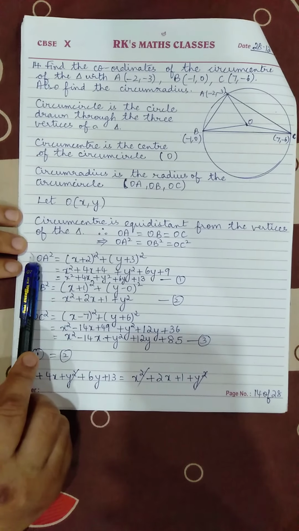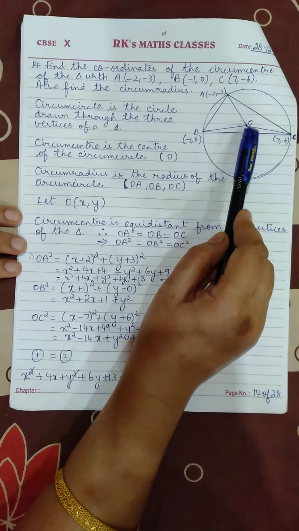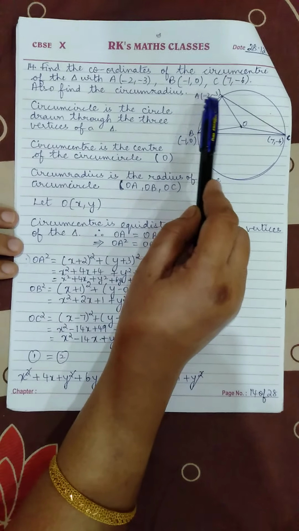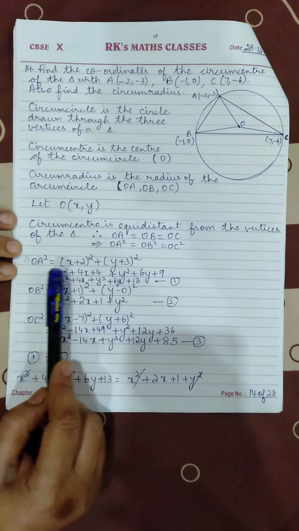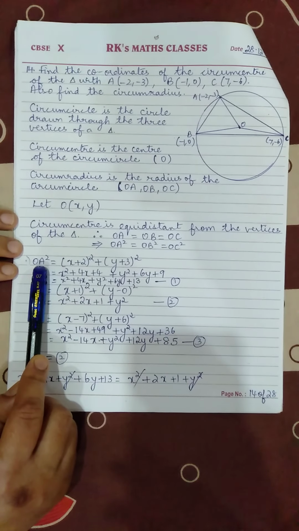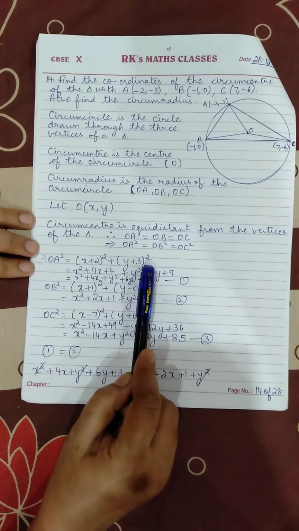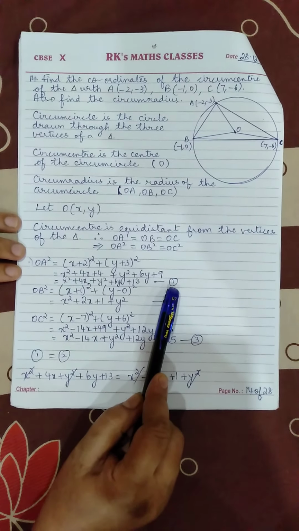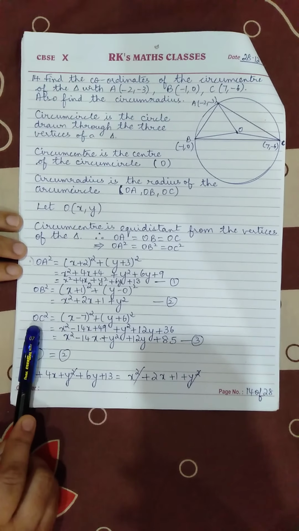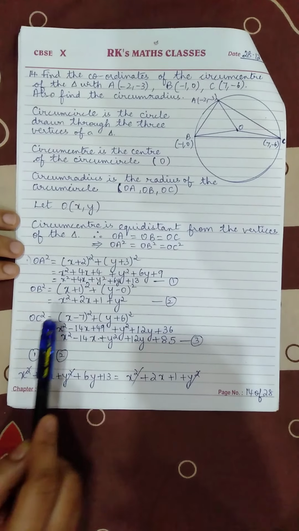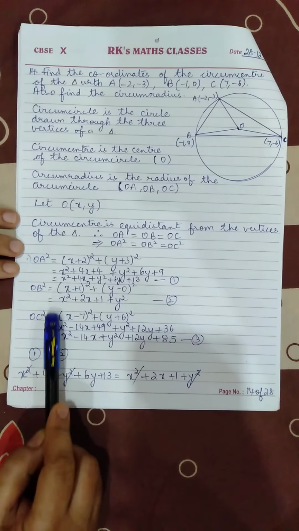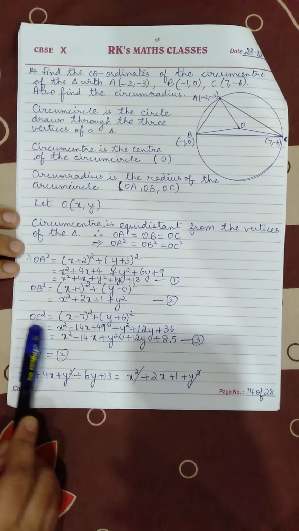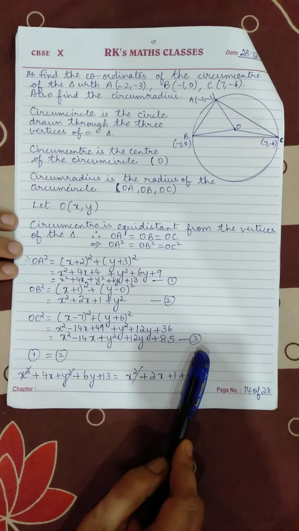Now use the coordinates of O and A. See here, use the coordinates of O and A. What is O given by? (x, y) and A (-2, -3). So now use the coordinates of O and A and apply the distance formula and find out OA square, and that gives us this expression. Call it 1. Similarly, find OB square and OC square using the distance formula. Remember, we will not have the square root symbol because we are finding OB square and OC square. Call these expressions 2 and 3.